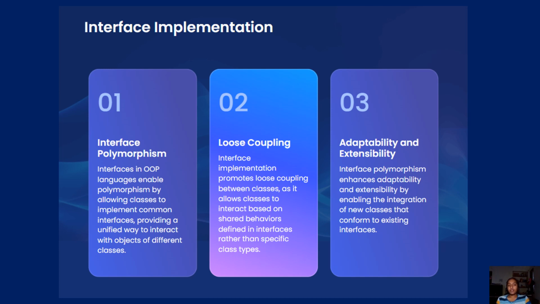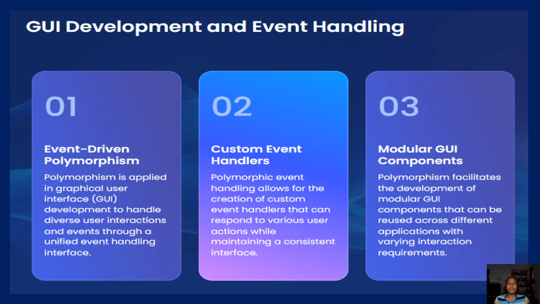Now here we have interface implementation, which is also a very diverse application of polymorphism in OOPS. It helps in providing a unified way to interact with objects of different classes, which is referred to as interface polymorphism. Loose coupling is where it allows classes to interact based on shared behaviors and defined interfaces. Adaptability and extensibility is where it enables the integration of new classes that conform to existing interfaces. It is a very widely used application of object overloading.